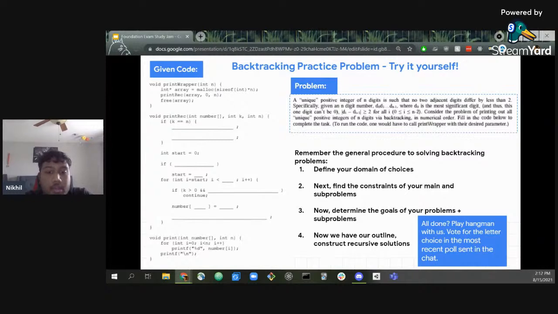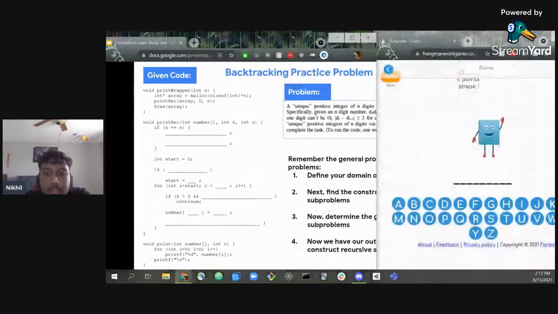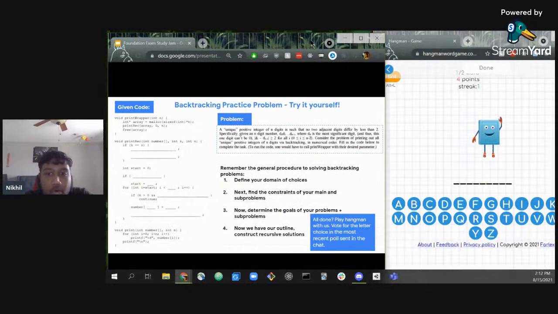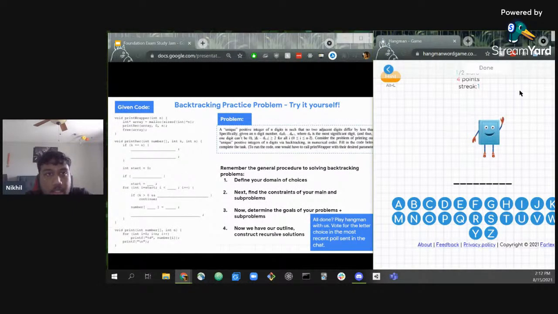Once you're finished, if you want, you can play hangman with us by clicking the link in the chat to open up a poll, or you can just vote your letter in the comments as we've established.